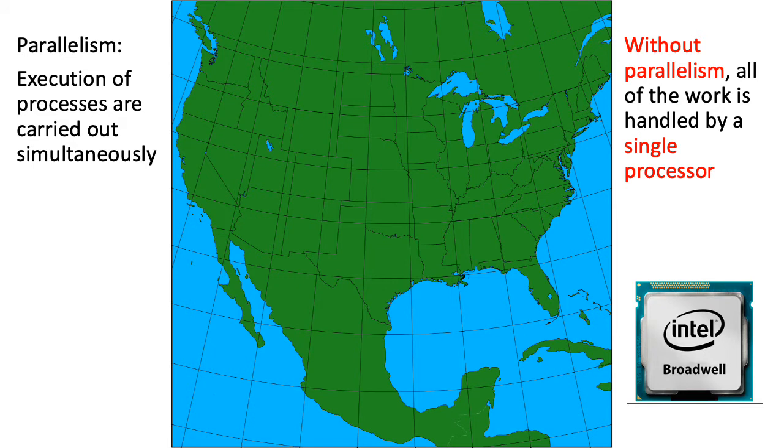When we look at that domain, if we wanted to compute that entire simulation on a single processor, that would be choosing to do all of our work without parallelism. The idea is that one processor would work on the entire domain, one grid cell at a time. What parallelism means is that there are processes that are carried out simultaneously.